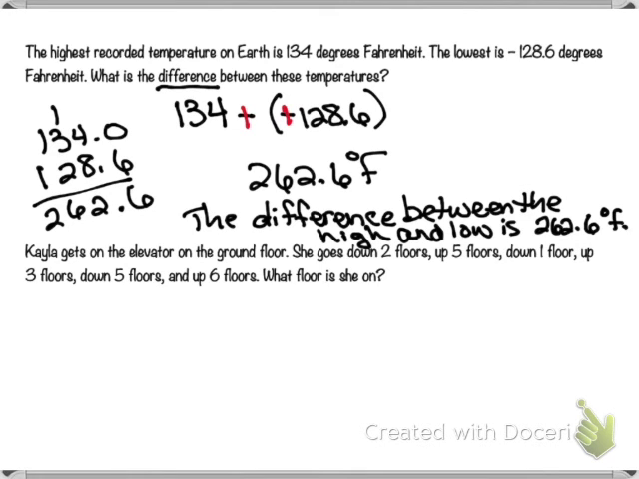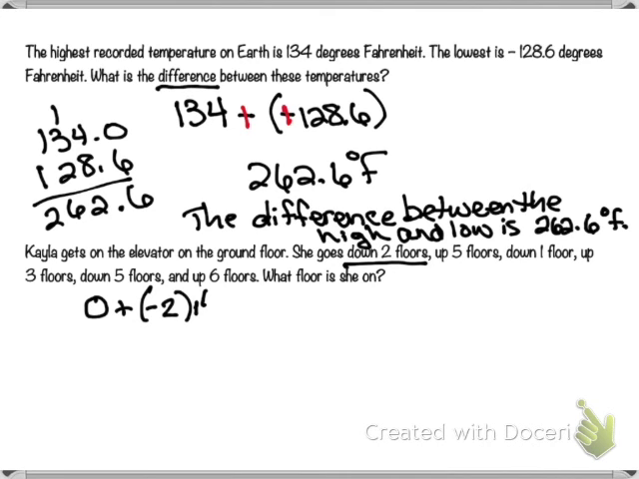The next problem is actually kind of fun, but we're going to write down all the steps in order to do it a whole lot easier. Kayla gets on the elevator at the ground floor. Ground floor is represented by 0. Then she goes down 2 floors. Down would be a negative number. Down 2.